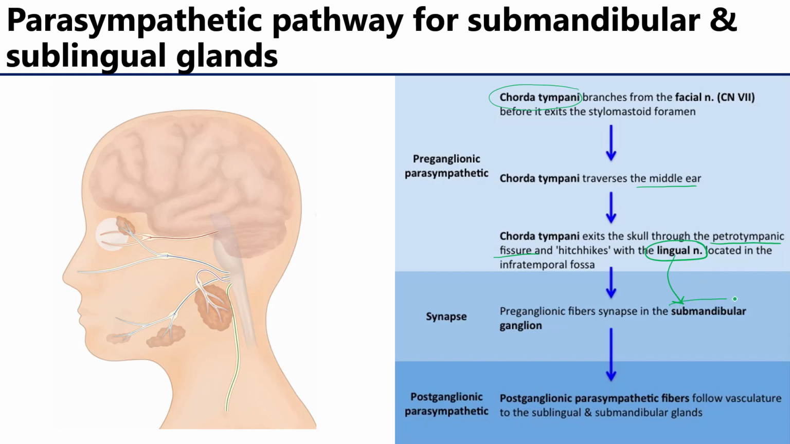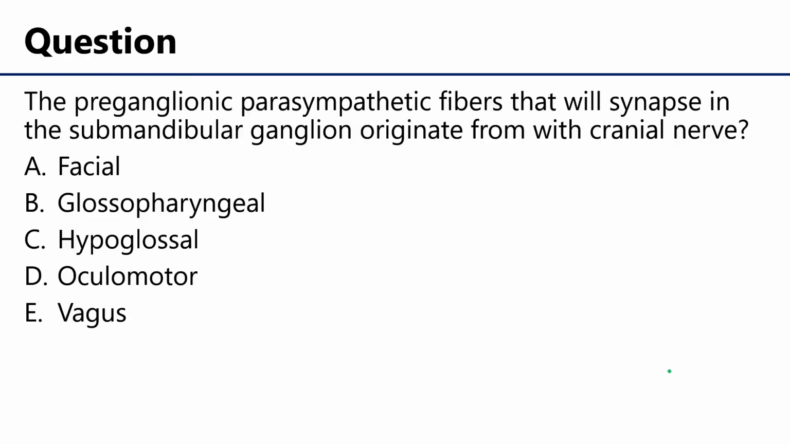We have postganglionic parasympathetic fibers that leave the submandibular ganglion and head out to both the sublingual and submandibular glands through a number of pathways. Either the fibers just go to the submandibular gland directly because it's right there, or they follow paravascular plexuses, so vasculature, out to submandibular and sublingual gland, or some may even hop back on the lingual nerve on the way out to the sublingual gland. All of those structures are very close to one another.